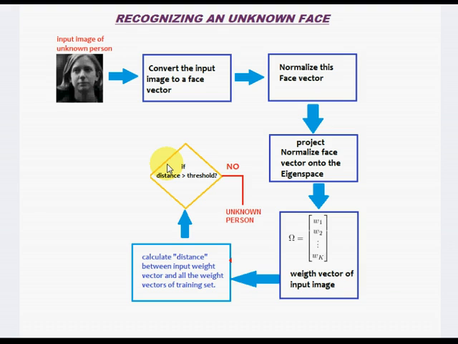But if the distance is within the threshold value, then PCA Eigenfaces is simply going to return you the name of the person found, the name or label that we had saved earlier in the training set, and the face that it matched with. So this is how recognizing an unknown face happens by using the PCA Eigenfaces method.